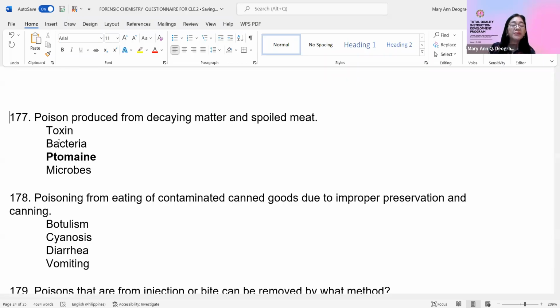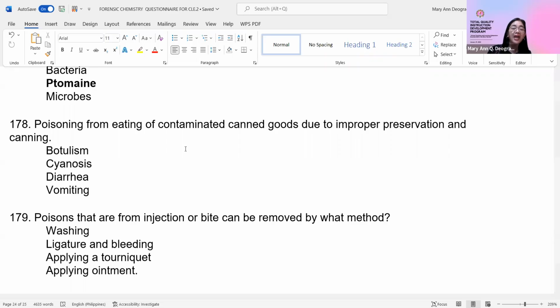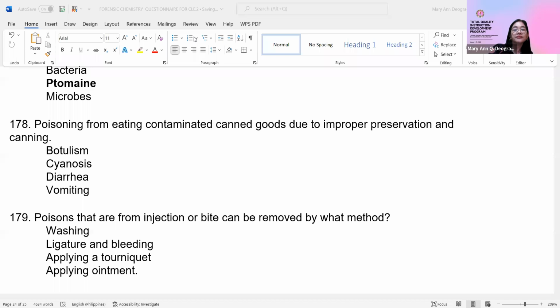Alright, poisoning from eating of contaminated canned goods due to improper preservation and canning. Ano ang sagot nyo dito? Anong best guess nyo dito? Yes, it's botulism.